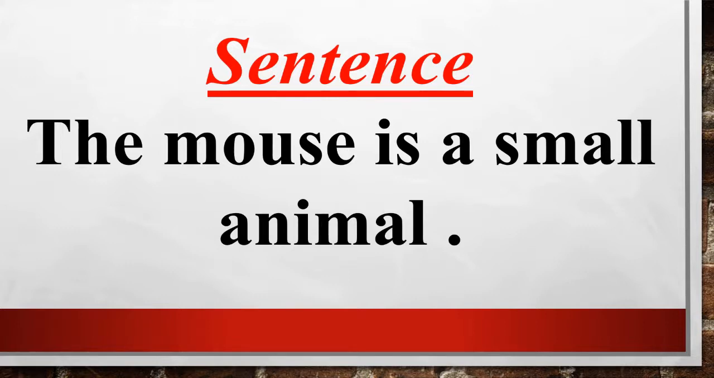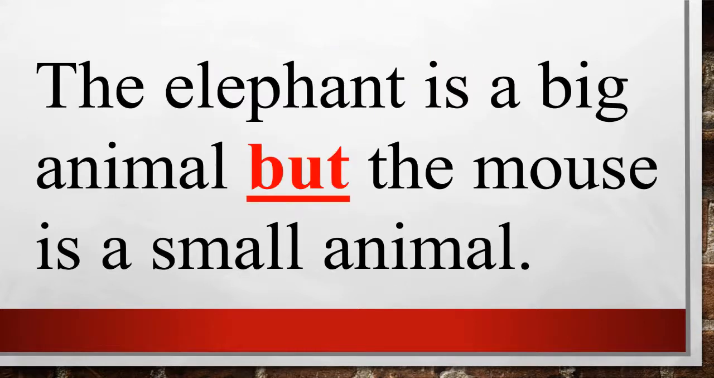Can you tell me which joining word we can use? We join the sentences with but. Why? Because the elephant is big and the mouse is small. They are opposite of each other. The sentence is the elephant is a big animal, but the mouse is a small animal.